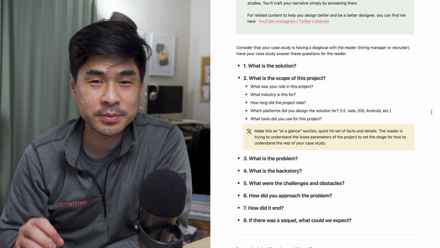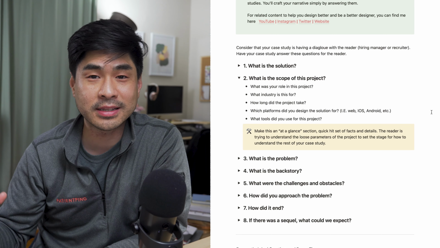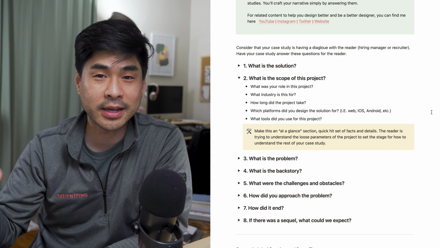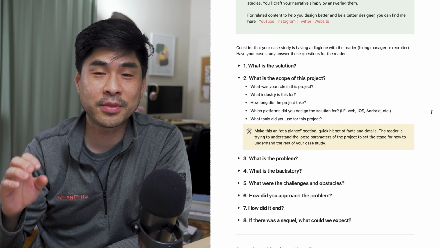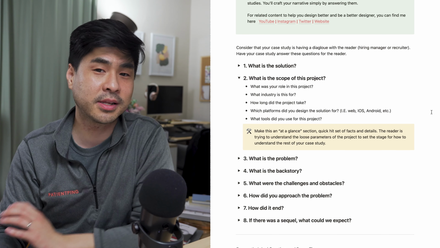And what you want to do is make this an at-a-glance type section, because I'm not trying to read a whole detailed paragraph around it. I'm just trying to get quick facts about this so I can set myself up to better understand and digest the rest of the case study.